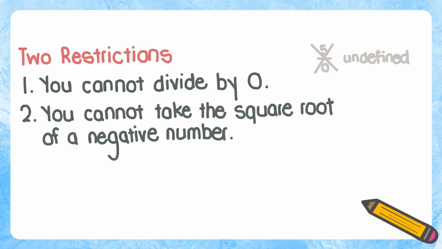The other restriction is that you cannot take the square root of a negative number. So for example, you cannot take the square root of negative 3. I know in our earlier lessons we talked about complex numbers or imaginary numbers where you can take the square root of a negative number, but in the real world you can't. And today we're just focusing on what's real. So with these restrictions in mind, let's take a look at some examples.